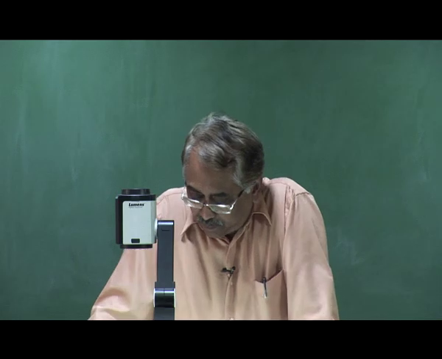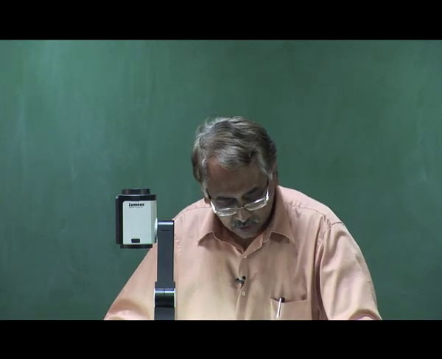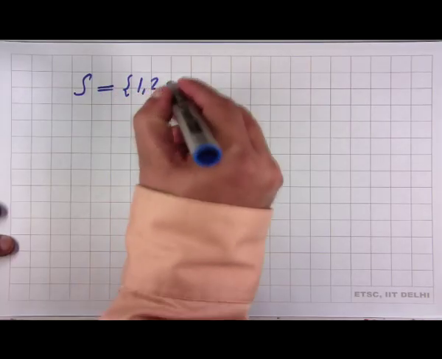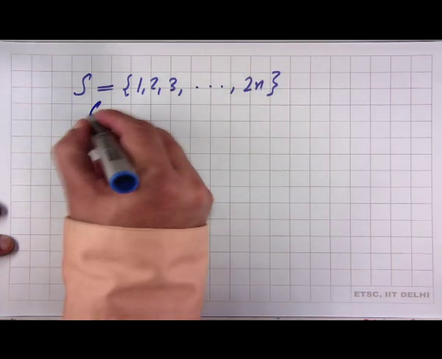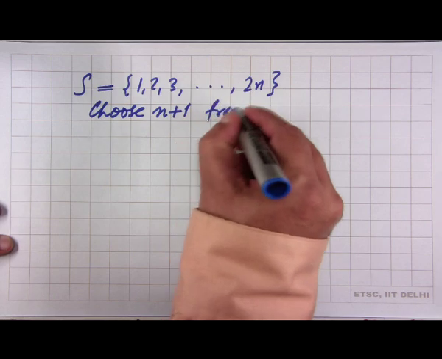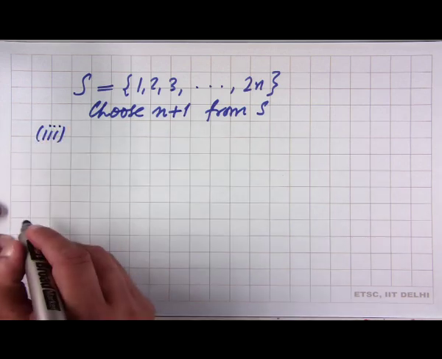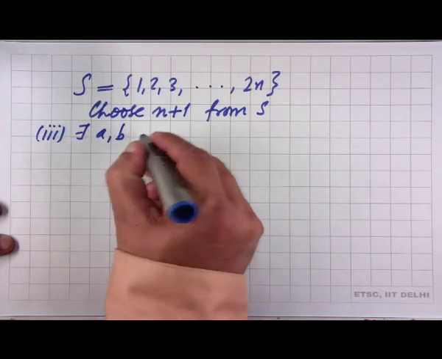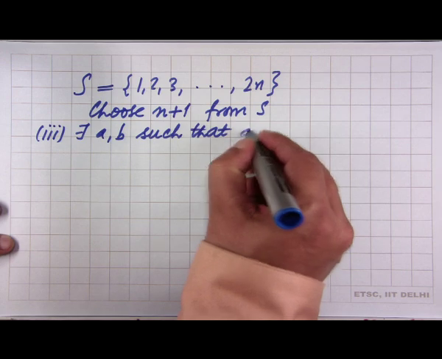Now comes the harder problem. For this, I'm going to turn the page and take a fresh sheet and remind myself what the S is. It's still the same set, and I still have to choose n plus 1 from S. But this time my goal is slightly different. I have to show that there exist 2 numbers, A and B, from this collection such that A divides B.